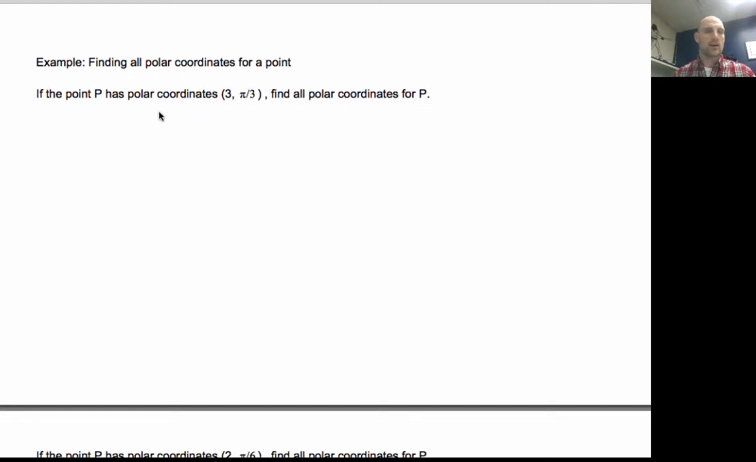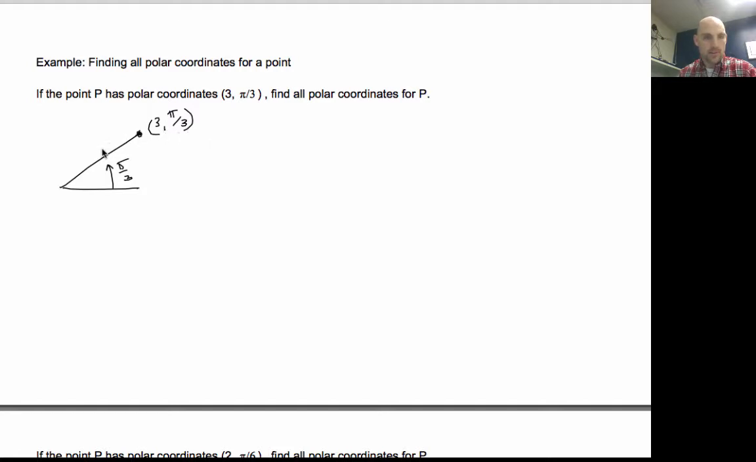So if the point P has polar coordinates of this, find all polar coordinates for P. So what does this mean? Let's draw a picture. I'm going to show you. So it opens up pi over 3. So here's 3 comma pi over 3, right? What would be other polar coordinates?